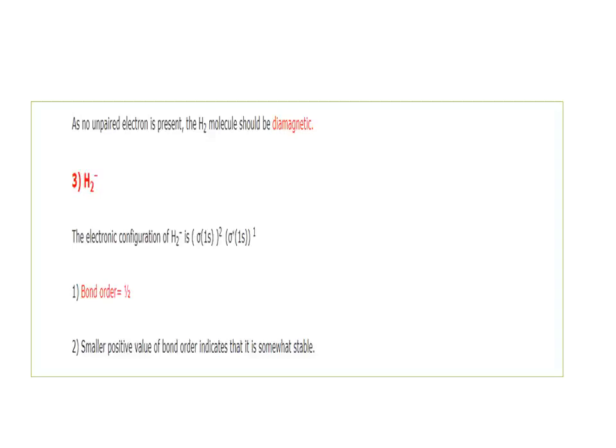Similarly for H2 negative, you have to draw by yourself the energy level diagram of H2 negative. Keep in mind H2 and H2 positive. Electronic configuration of H2 negative, it is having 3 electrons, it will be sigma 1s2, sigma star 1s1, and in this case bond order is half, and so it will be diamagnetic or paramagnetic, you have to decide. And what about the stability? So it's also a kind of homework for you.